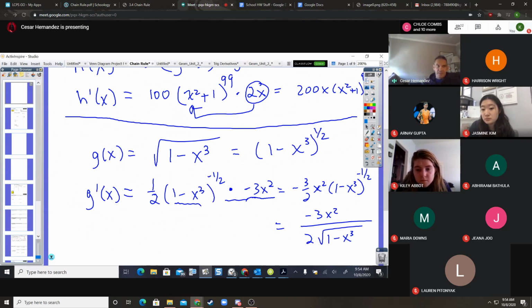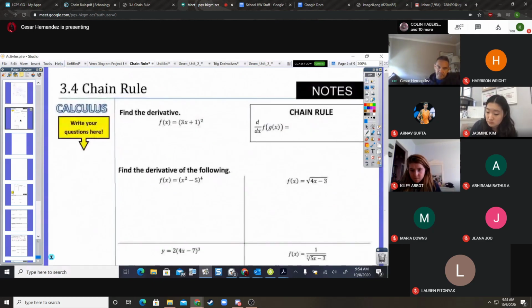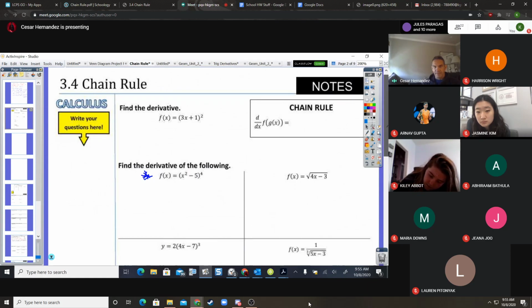All right, so let's take a look at some of the questions on the packet. This is going to make you feel good about yourselves. Like, yes, I can do this. I'm not going to let calculus beat me. F of x is the quantity x squared minus 5 raised to the 4th power. All right, please find the derivative of that.